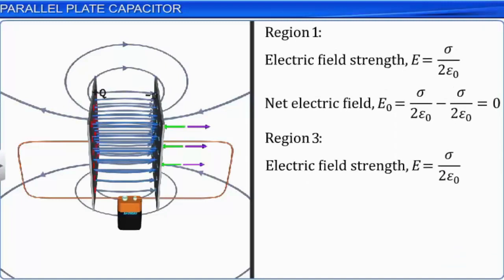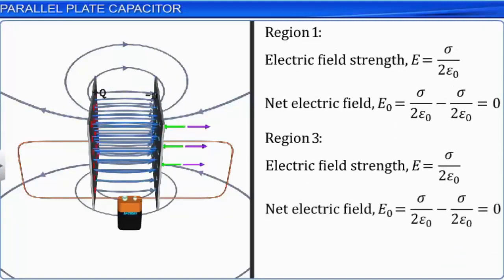Hence, in region 3, the net electric field strength is equal to plus sigma by 2 epsilon naught minus sigma by 2 epsilon naught, which is equal to 0, since the two electric fields are oppositely directed in region 3 as well.